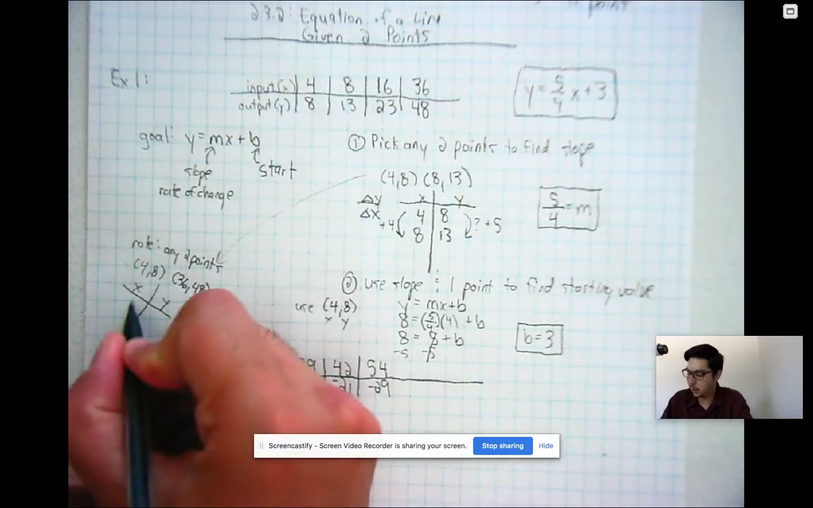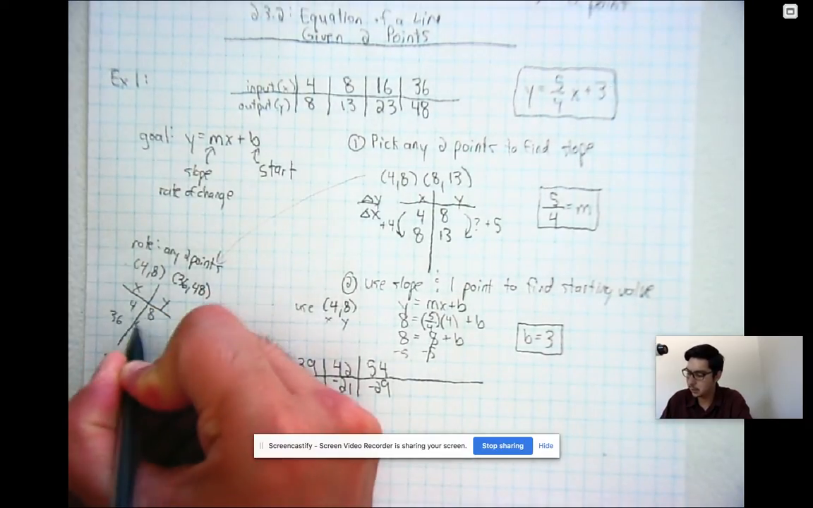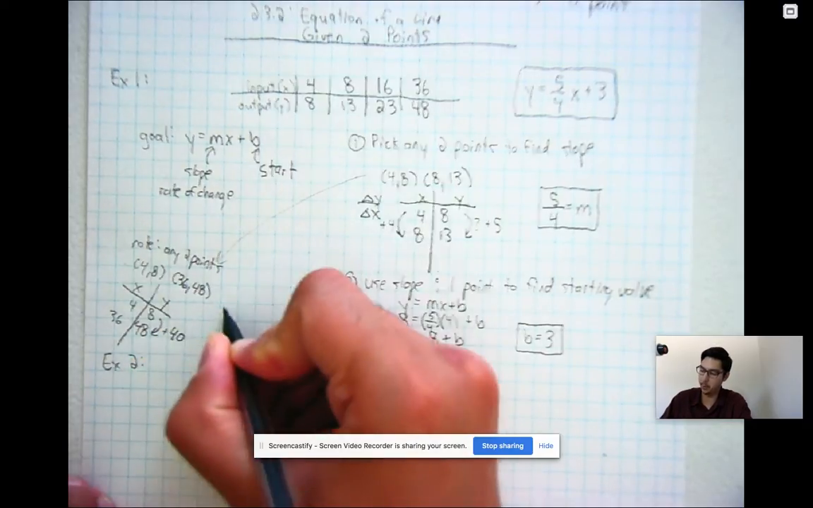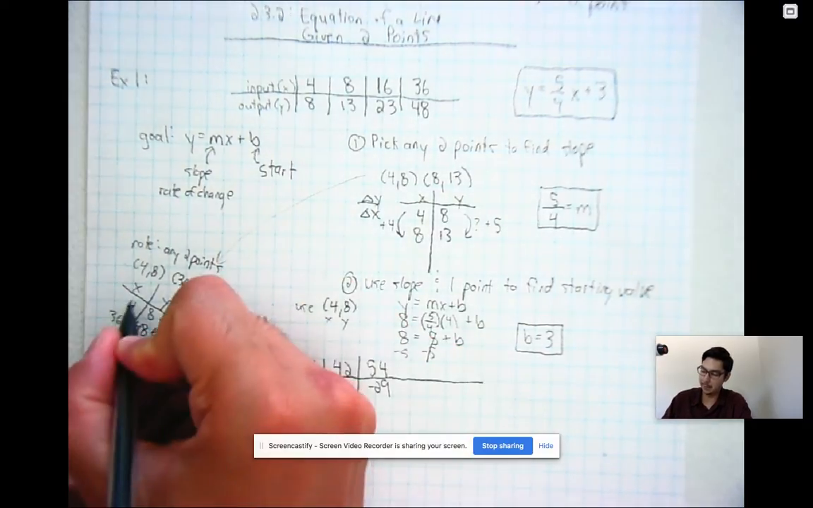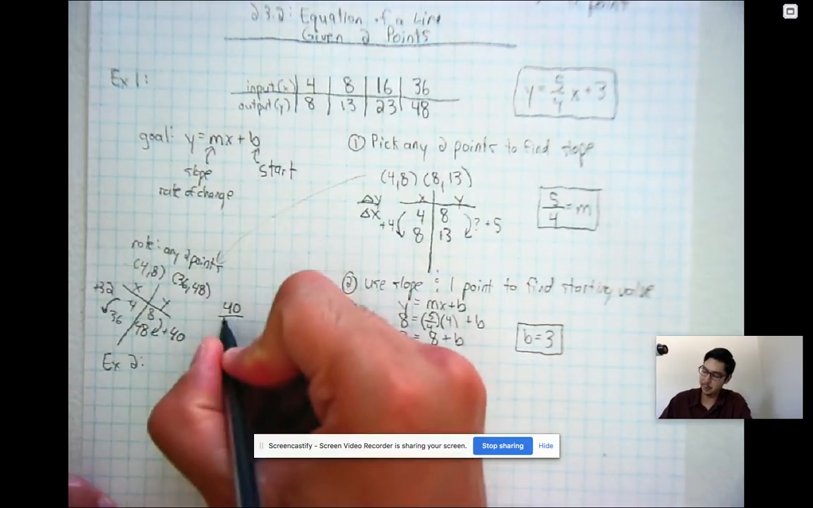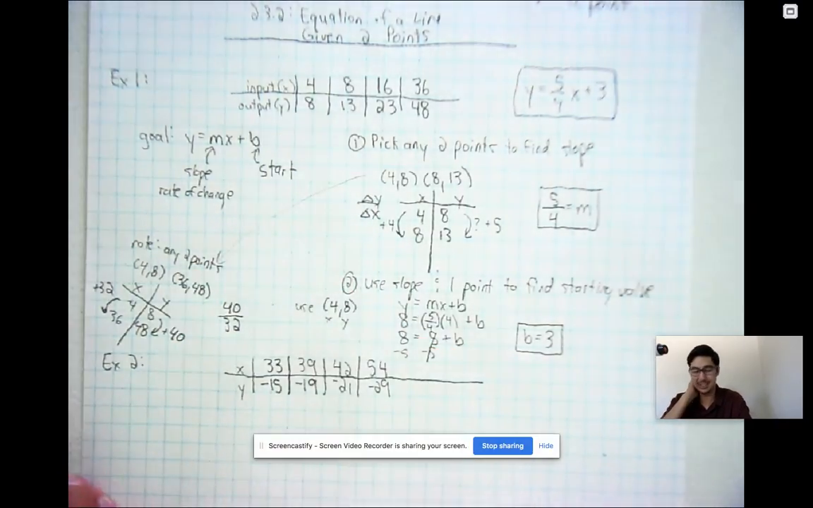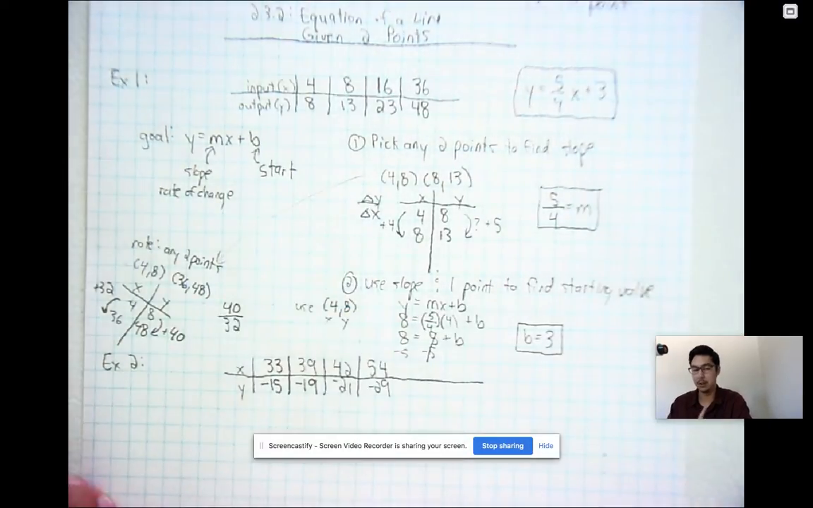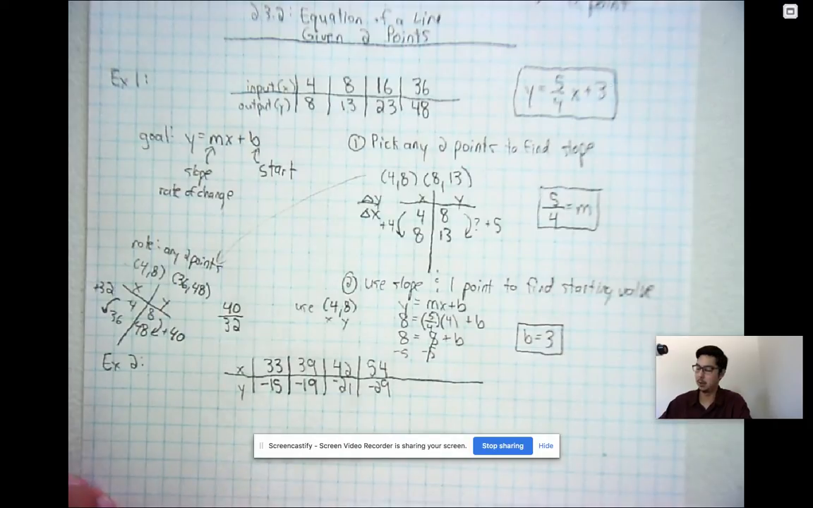And you have 4, 8, 36, 48. How does it get from 8 to 48? Well, it adds 40. So it's 40 over, how does it get from 4 to 36? It adds 32. So we get 40 over 32, and you're like, oh, well, that's not the same thing, Mr. Hine. 5 over 4 is not 40 over 32, but it is if we just simplify.